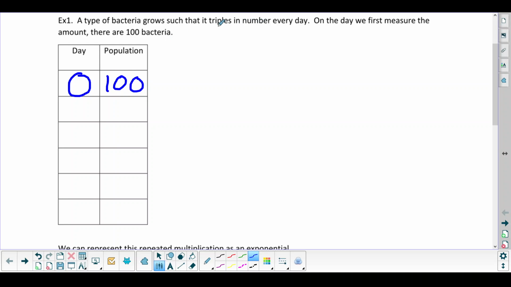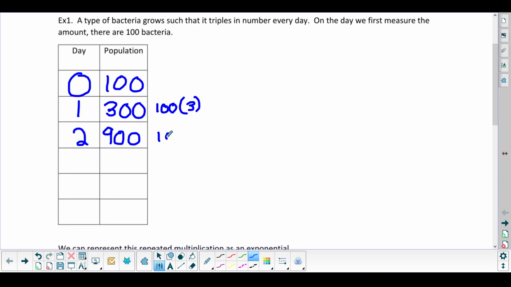And it's saying it triples every day. So on day 1, which would be 1 day later, it will be triple. So that'd be 300. And I'm just going to write how we got this off to the side here. So that's 100 times 3. And on day 2, a day later, it'll be triple again. So it'll be 3 times that, so 900.